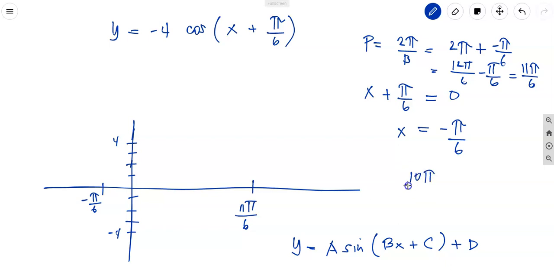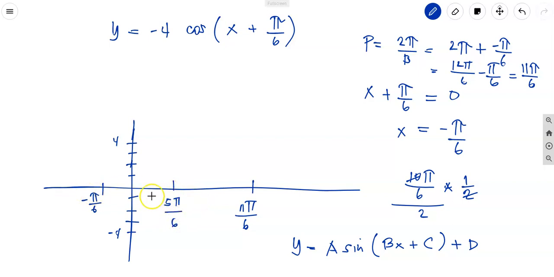10 pi over 6, and then you divide by 2. So 2 over 1. So therefore how much is that one now? So times 1 over 2, right? 1 over 2. So therefore you will get this one as 5 pi over 6. So the half of that is 5 pi over 6.